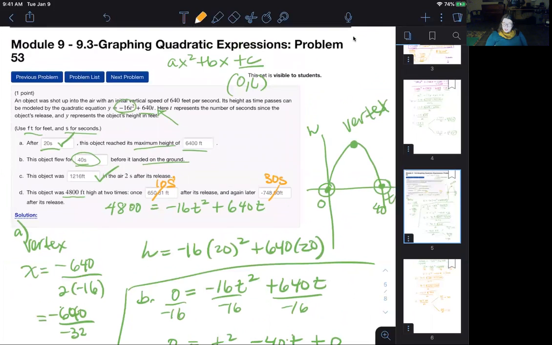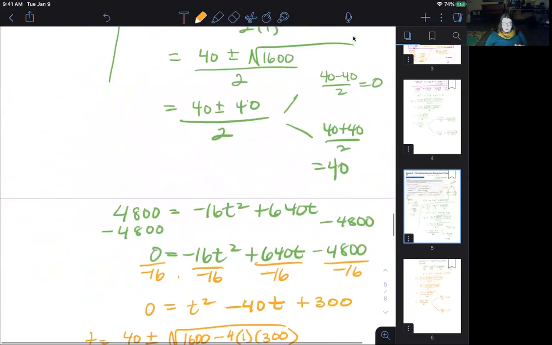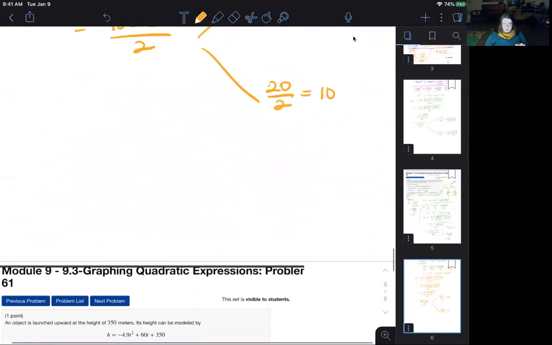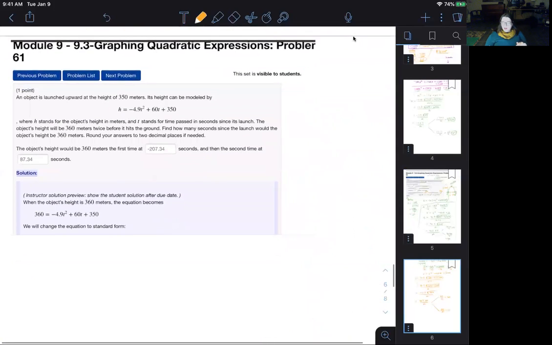And so what you'll see is if you were to graph this on Desmos, and just like I did in one of the previous problems, I'm going to write y equals 4,800. That's going to draw a line here and here, and this should be 10, and this one should be 30 seconds. Okay, let's go on to the next problem. So I just have two more in this section.